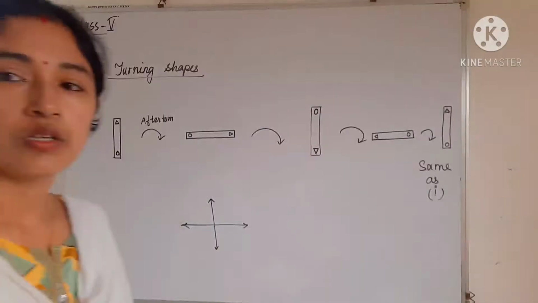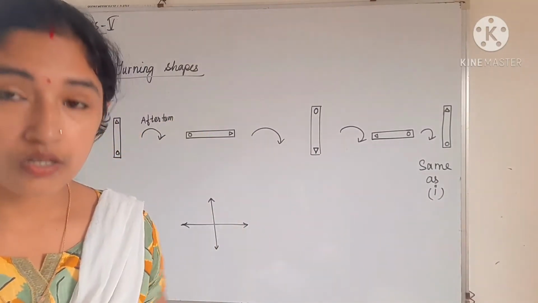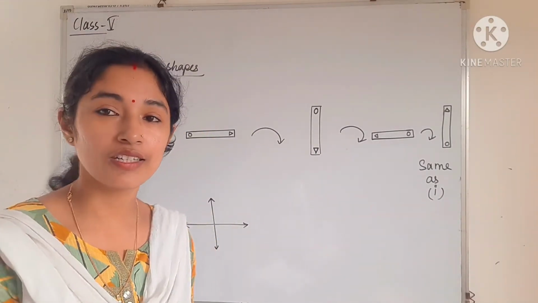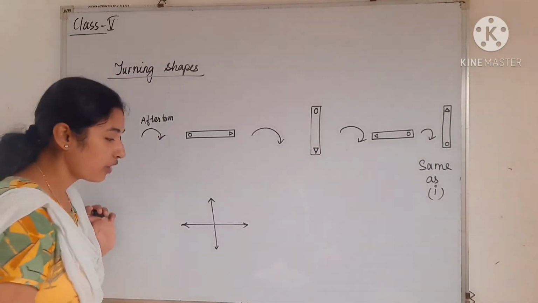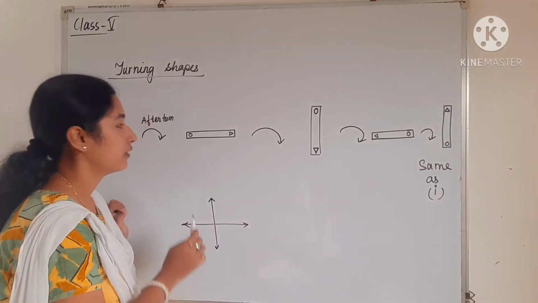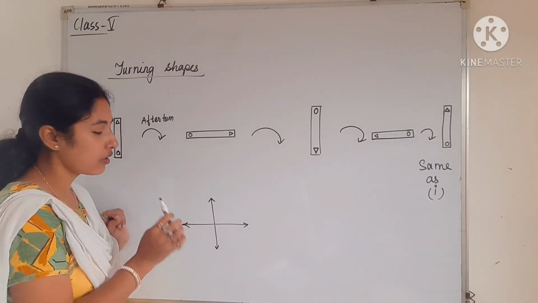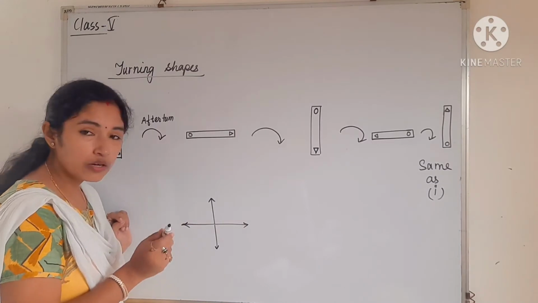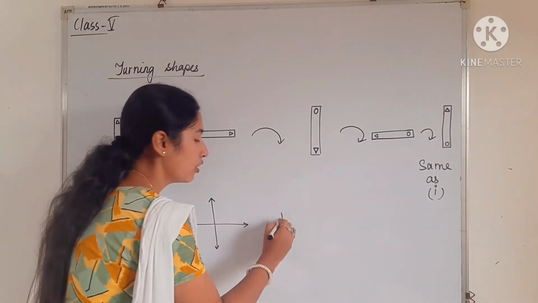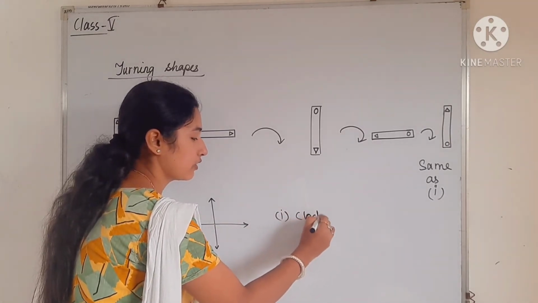So students, the next topic is turning shapes. That is a very interesting topic. You have to remember one thing first. You have to turn the shapes. Whichever shape is given, you have to turn the shape. So how to turn the shape? The first rule is you have to turn it in clockwise direction.